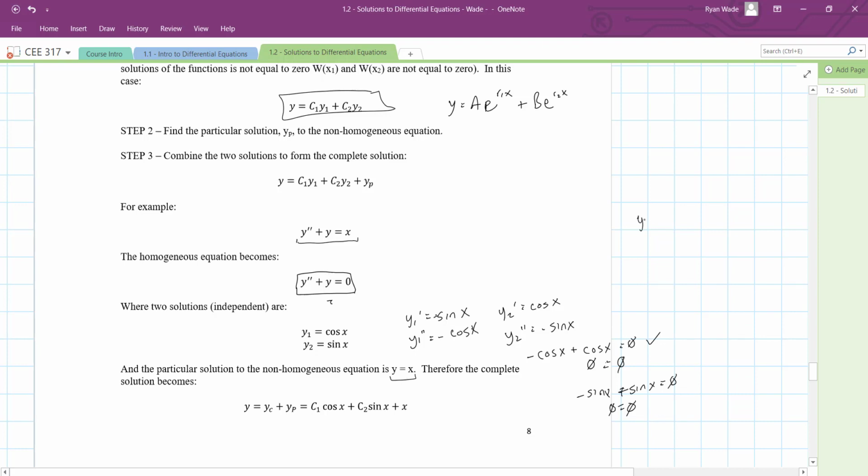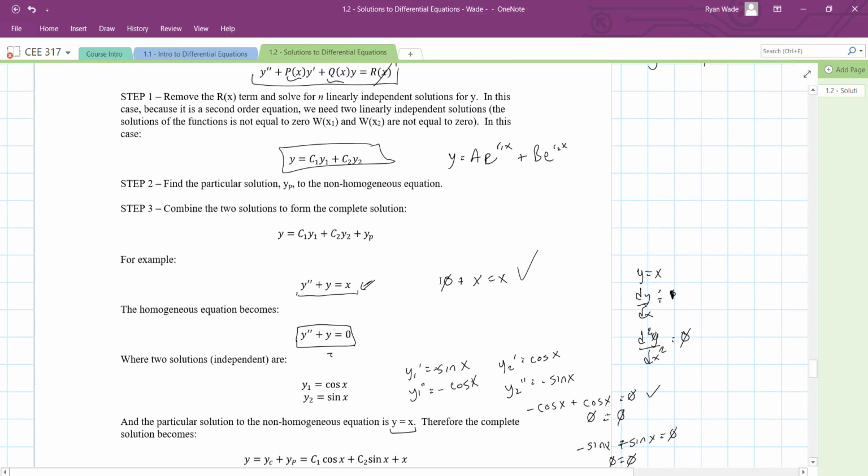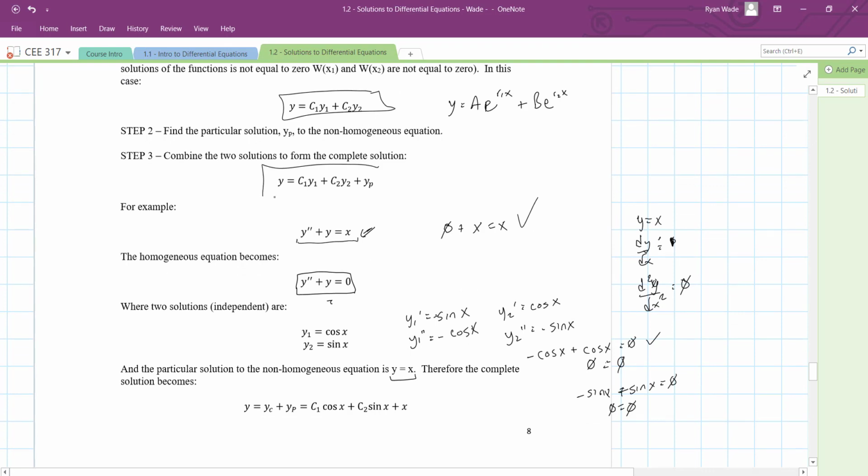So if y equals x, then dy by dx is equal to 1. And then d squared y over dx squared, or the second order, is equal to 0, right? The derivative of a constant is equal to 0. So we plug that back into this equation to see if it works. And we get y double prime, which is 0, plus y, which is x, equals x. And that works.